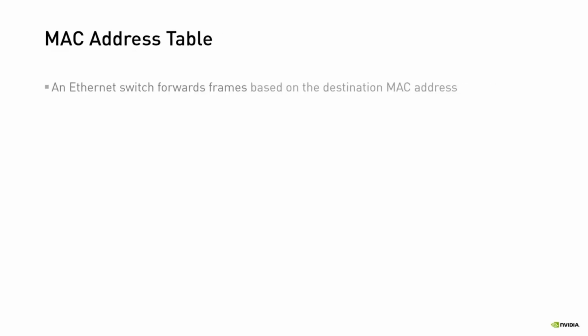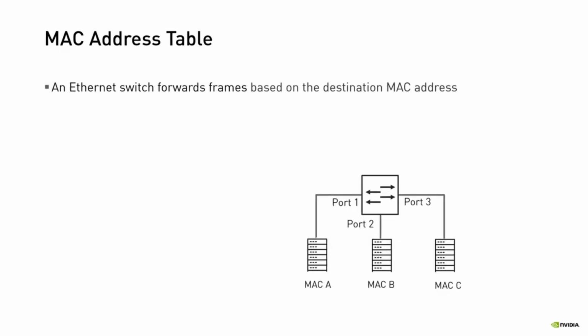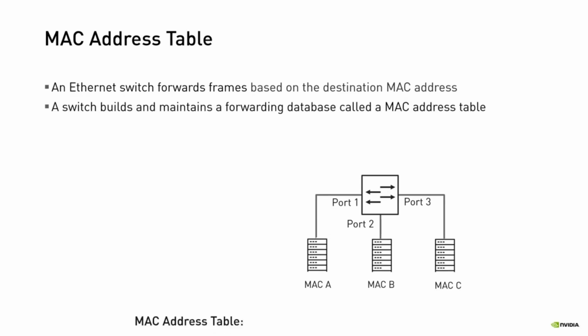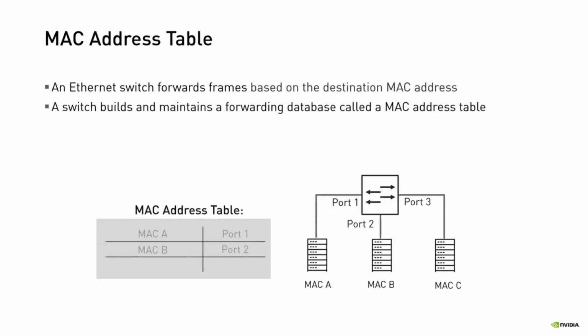An Ethernet switch forwards frames based on the destination MAC address in the frame. But in order to be able to do so, it needs first to identify where those MAC addresses reside. The learned MAC addresses are stored in a database called the MAC address table that contains destination MAC address to exit port mappings.